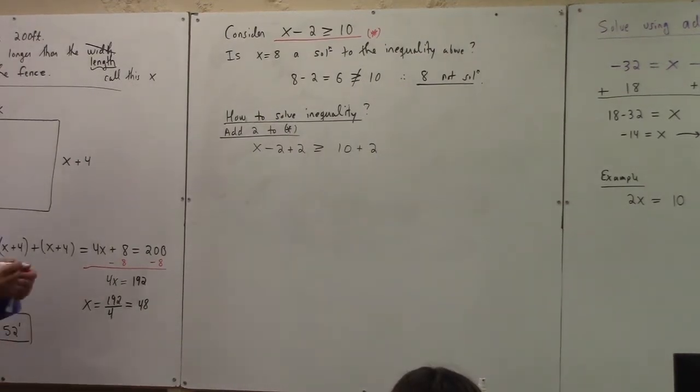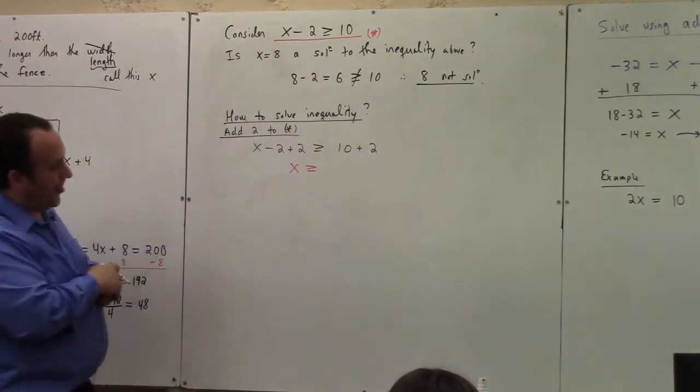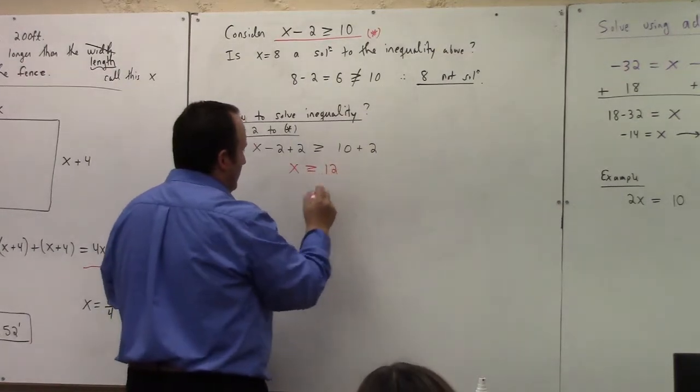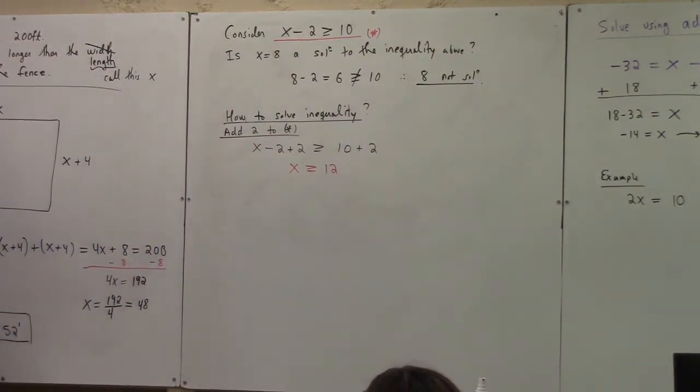What's it give us? X greater than or equal to what? 12. All right. Can you do better than that? Not really, that's pretty much the solution. But what if we wanted to write the solution in interval notation? Have I talked about interval notation with you guys yet? I don't think so.